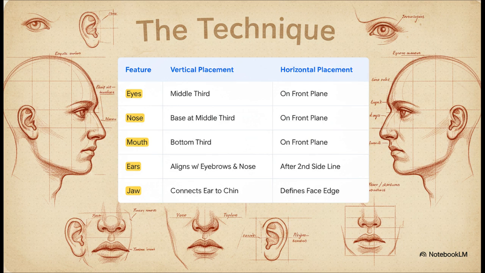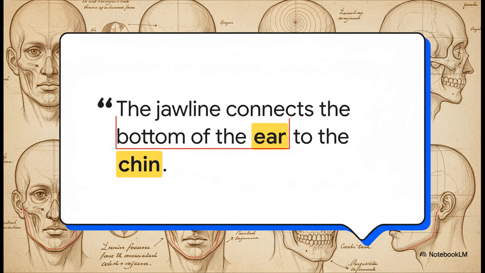The mouth is locked entirely into the bottom third. And the ears? They line up perfectly with that middle third, from the eyebrow to the nose. But horizontally, they sit just behind that second dividing line on the side plane. See? Every feature has a precise address on this grid. Now, let's focus on one crucial connection that really ties it all together, the jawline. Just like the quote says, this single line connects the bottom of the ear to the chin. Think about what that means on our grid. It's connecting a feature on the side plane, the ear, to a feature on the front plane, the chin. This is the line that gives the face its solid structure and frames the entire portrait.